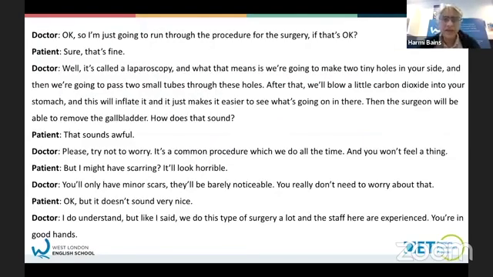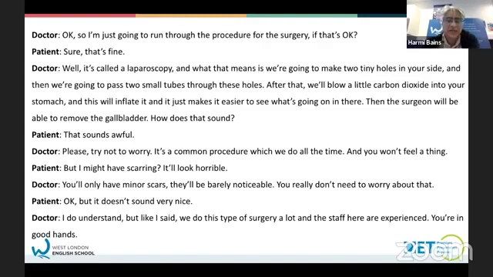Okay, so the doctor or the nurse, so this could be a nursing task as well, says, okay, so I'm just going to run through the procedure for the surgery, if that's okay. Patient says, sure, that's fine. And they say, well, it's a laparoscopy. And what that means is we're going to make 2 tiny holes in your side, and then we're going to pass 2 small tubes through these holes. After that, we'll blow a little carbon dioxide into your stomach, and this will inflate it, and it just makes it easier to see what's going on in there. Then the surgeon will be able to remove the gallbladder. How does that sound? The patient says, that sounds awful.